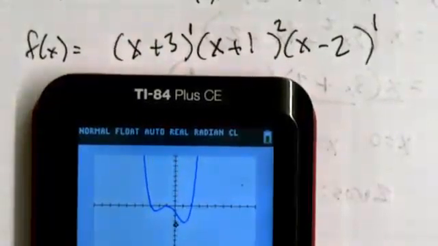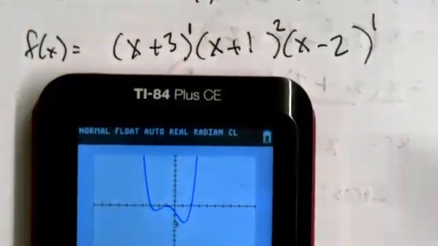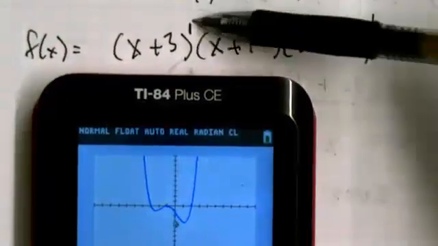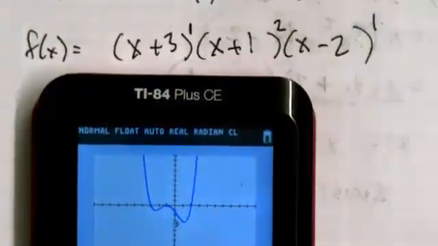Now, the only way I could check it is to graph it and see. And if I saw something that looked different, then I might try changing this 1 to a 3 or this 2 to a 4 or something like that. Question?